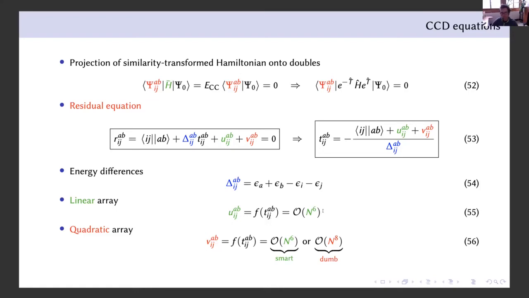We're going to show that you can compute that in N to the 6. And you have what we call a quadratic array, so it's quadratic with respect to the amplitudes. We can show that depending on the algorithm that you use, you can compute it as N to the 6 or N to the 8. At convergence, your coupled cluster calculation should tell you that those residuals have to be 0. So that's the condition of convergence.